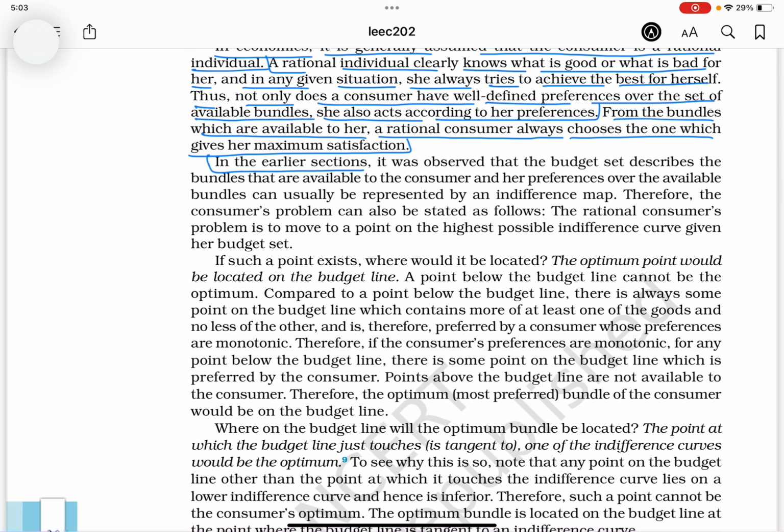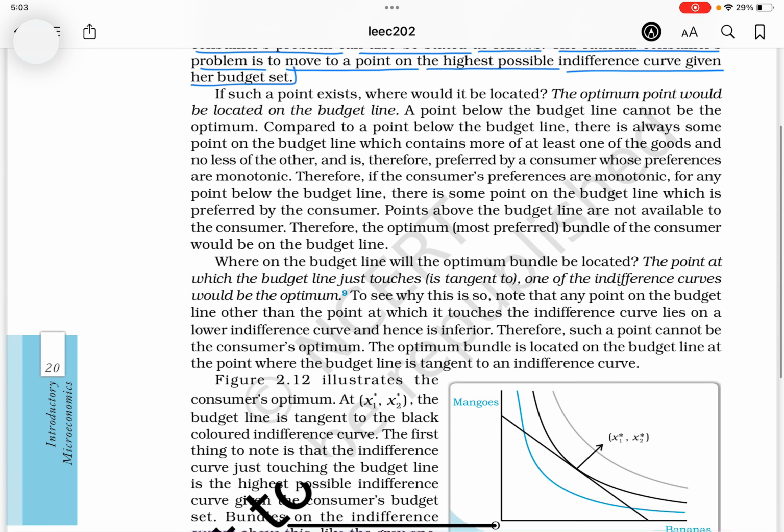In the earlier sections, it was observed that the budget set describes the bundles that are available to the consumer, and her preferences over the available bundles can usually be represented by an indifference map. Therefore, the consumer's problem can also be stated as follows. The rational consumer's problem is to move to a point on the highest possible indifference curve given her budget set. If such a point exists, where would it be located?